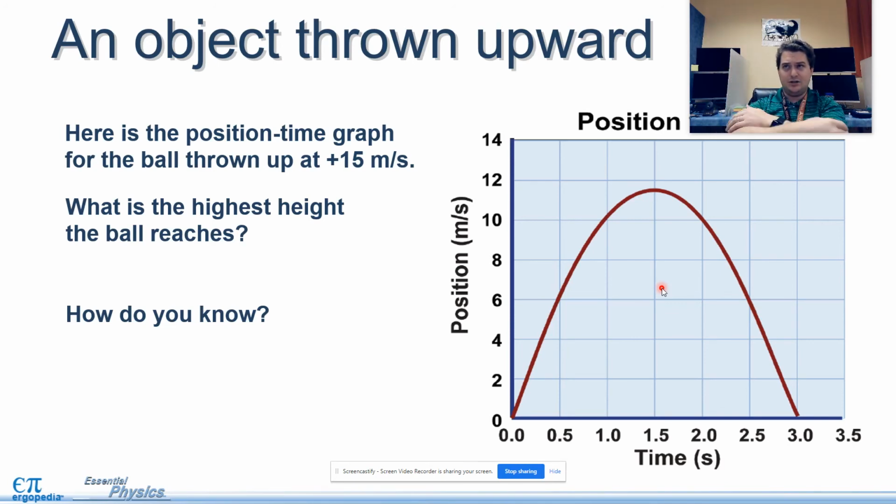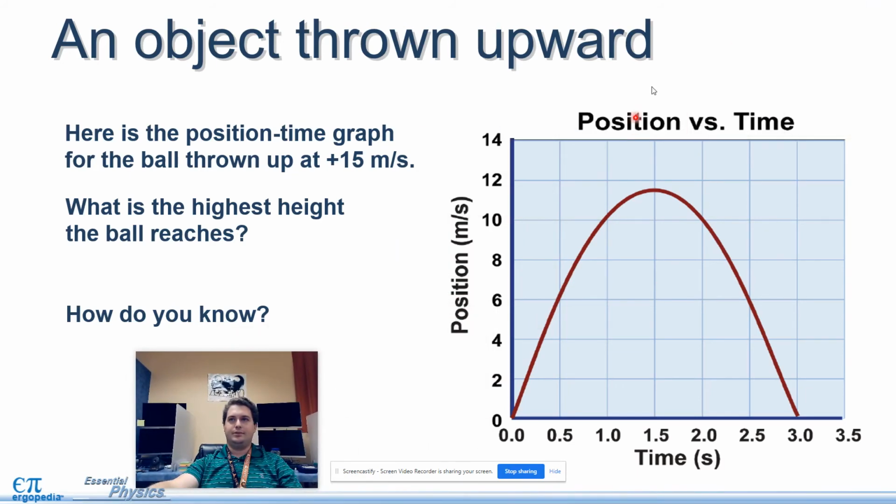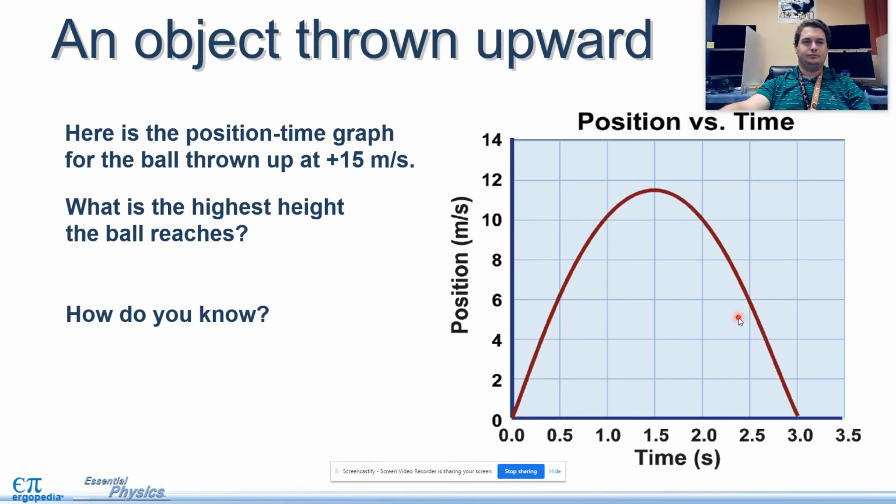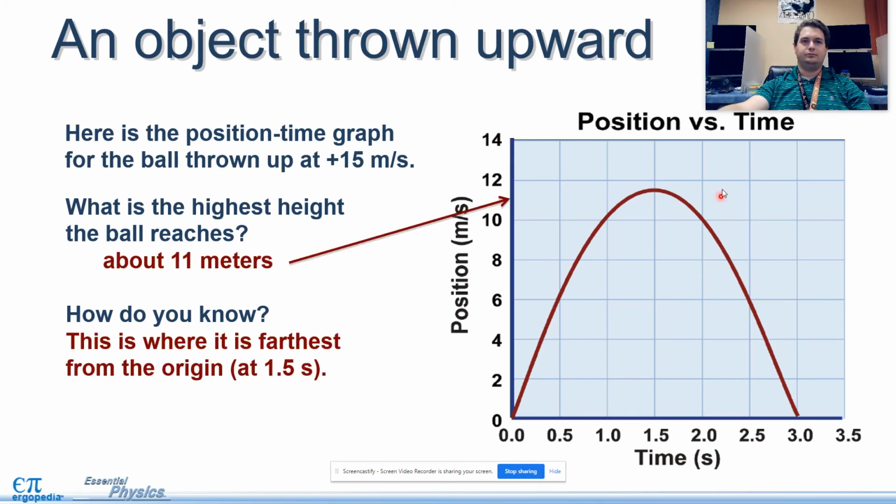Same situation, different type of graph. Position versus time. Okay? Position versus time graph. So what is the highest height? Now it can give you the height. So now we know how high it went. Right there, like 11.7, something like that. How do you know? Well, it's the top, right? There you go.